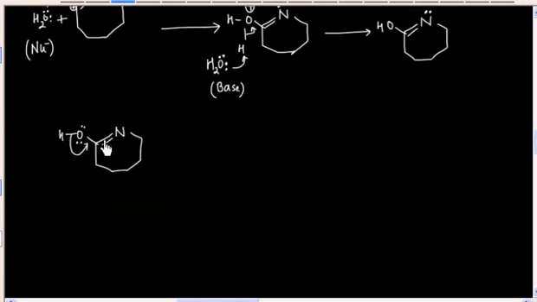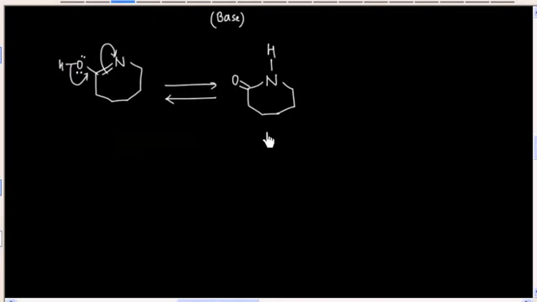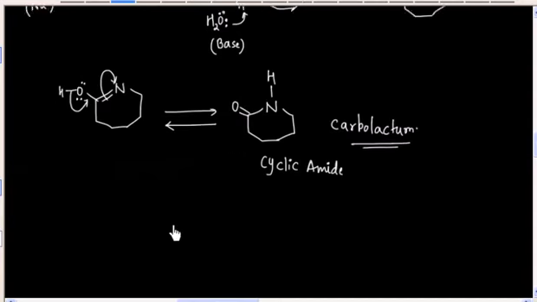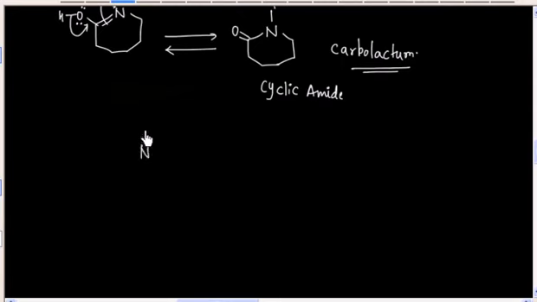This product will tautomerize to give amide. This is a cyclic amide. This product is called caprolactam. So common name for this amide is caprolactam.